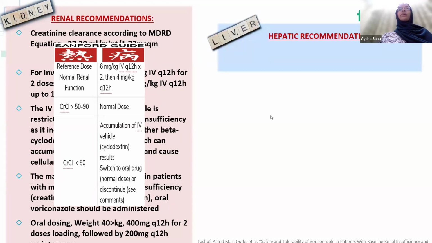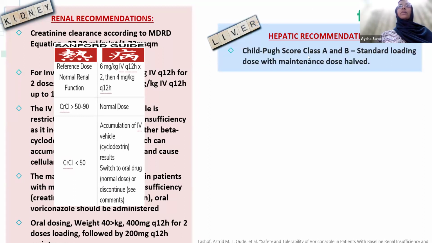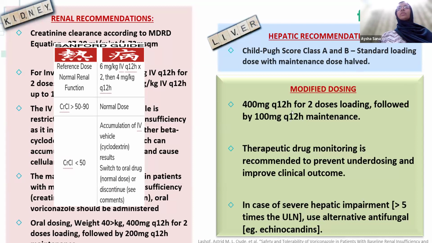Now, we'll consider the hepatic recommendations for this patient. Based on the clinical parameters, the Child score will be class A and B. For voriconazole, for class A and B, the standard loading dose should be given and the maintenance dose should be half. So it will be 400 mg 12th hourly for 2 doses followed by 100 mg 12th hourly maintenance.